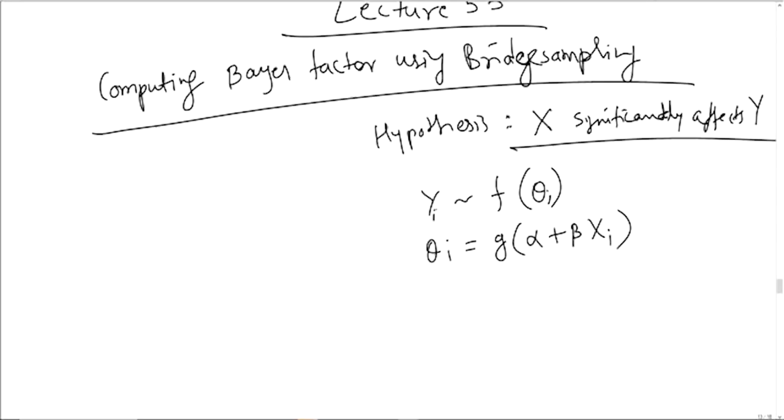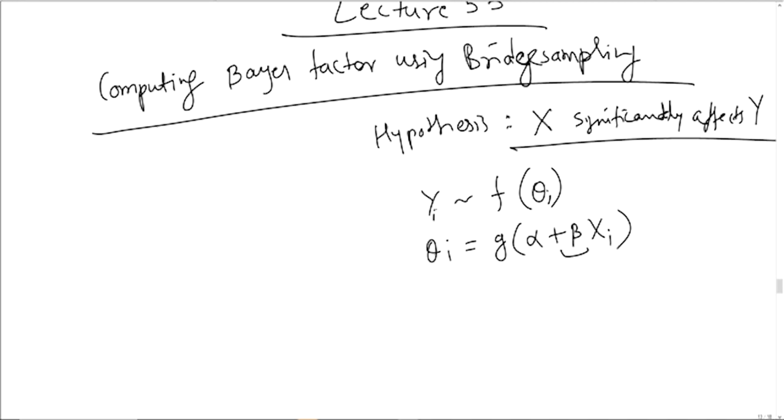Now this model captures the idea that x significantly affects y. What would that mean? If beta is positive, then with values of x, y increases. So as x increases, y increases. If beta is negative, then as x increases, y decreases. So that's the kind of relationship we get, right?